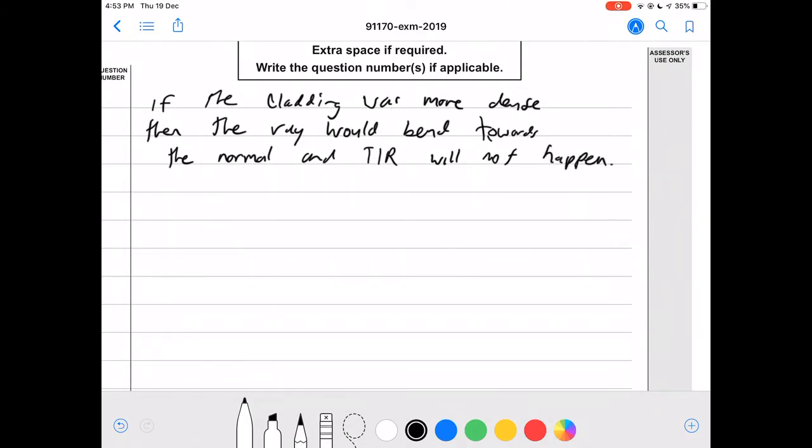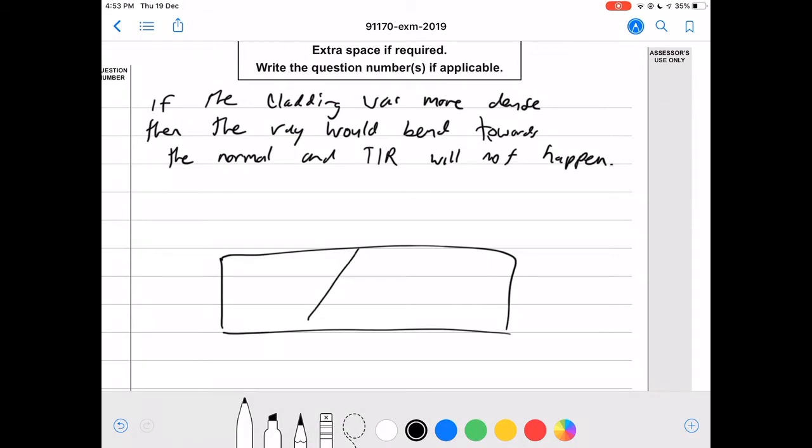The reason that it won't happen is because, for example, if I have a rough sketch of the diagram here, let's say this is our cladding, and this here is our core. Let's say for now the cladding is more dense. Then what will happen? So this is our ray, this is our normal line. If it is more dense, then this ray will actually bend towards the normal.